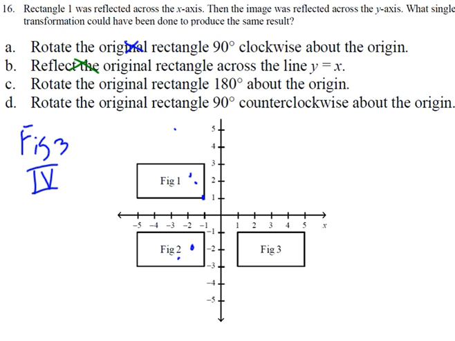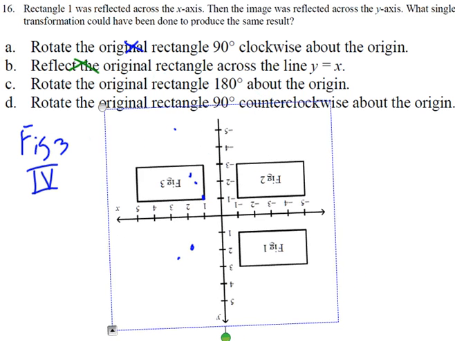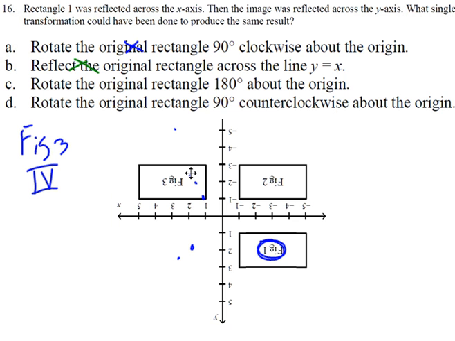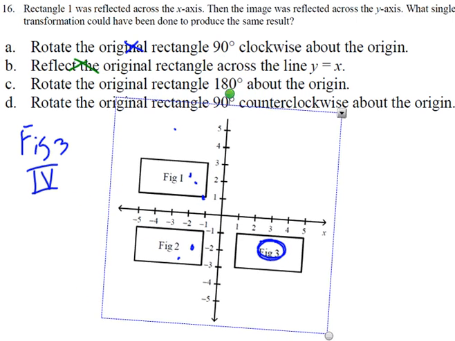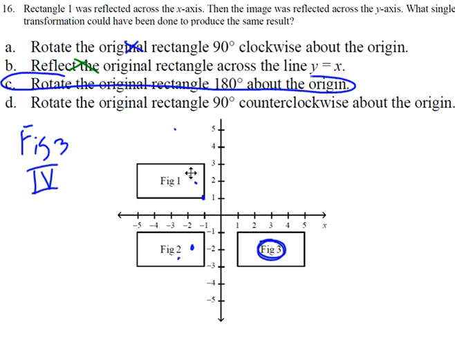So cross that off. Rotate the original rectangle 180 degrees about the origin, and if you look at figure number 1, we're going to rotate it 180 degrees. We are right here, and this is where you have to have that figure 3. Rotate it back. You'll see that that is the point right there, and that's the answer. So that would be one single transformation that would take figure 1 and bring it to 3 in one step instead of the 2 that they originally listed.